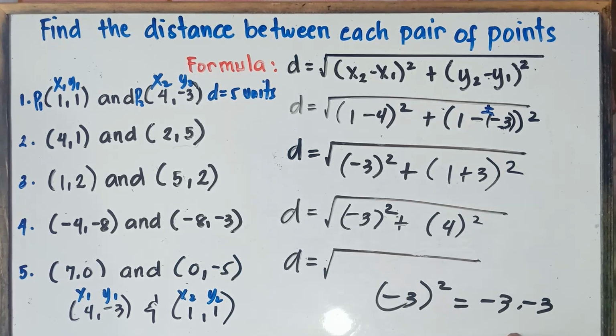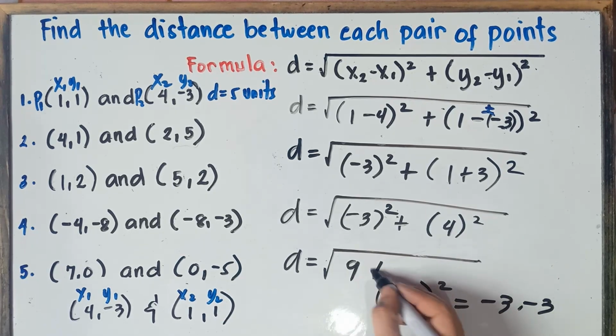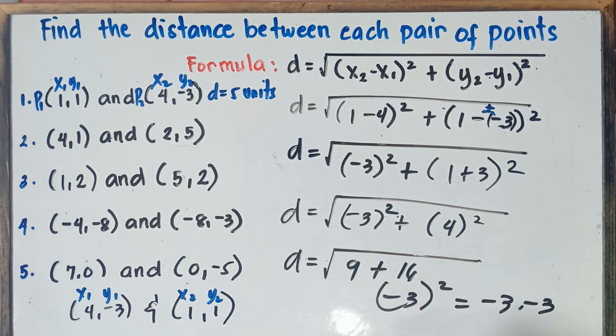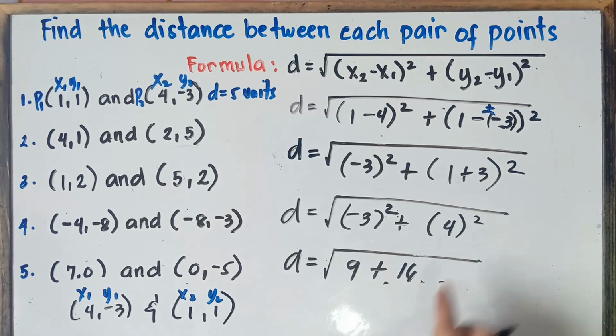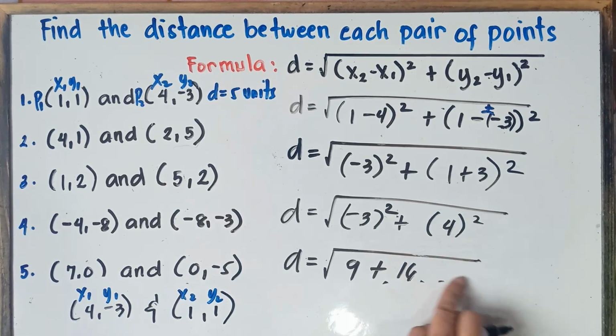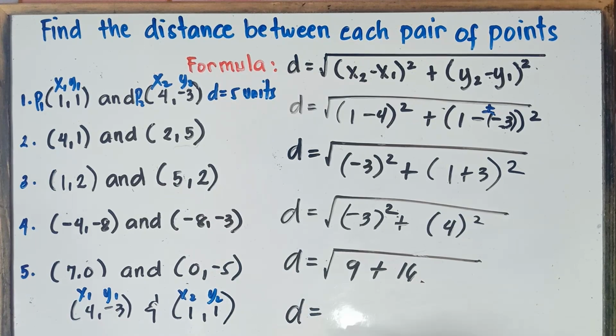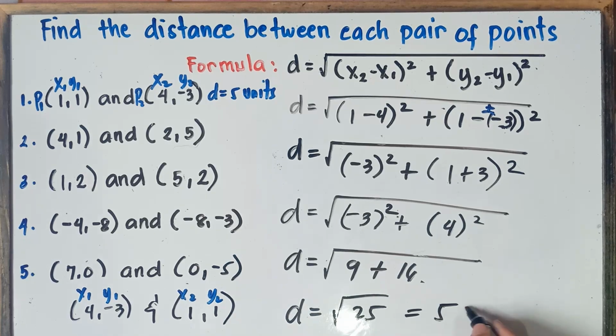Negative 3 times negative 3, that would be positive 9. Plus 4 times 4 is 16. Once again, class, it's not 4 times 2, it means 4 times 4. And that would be 16. So d is equal to 9 plus 16, that would be 25. Do not forget the square root. So the square root of 25, you will have the same answer, 5 units. It doesn't matter, class, if you interchange these, you will have the same answer.